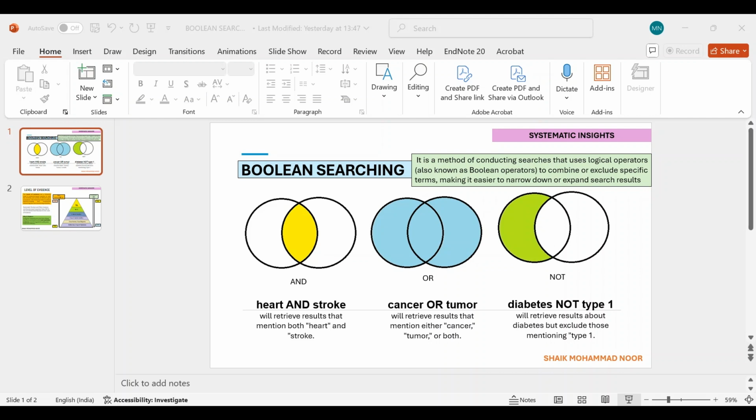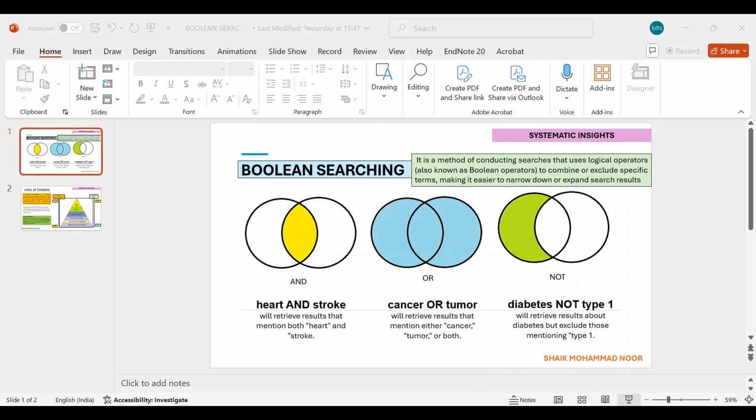Heart AND stroke. Whenever I use AND, it will give results of heart and stroke. These are two different types of diseases I'm looking for, so it gives the outcome for both together. And when I'm typing cancer OR tumor, I will get either or both. I will get the results of both.